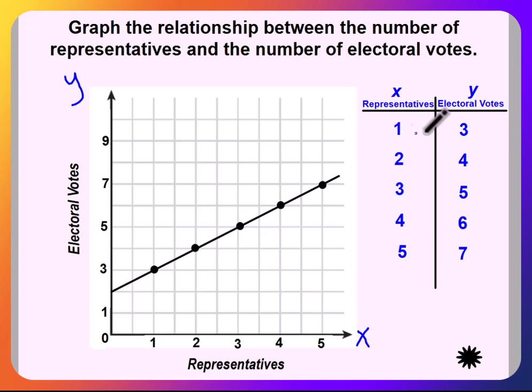And we've already learned how to graph. This would be your ordered pair, 1, 3. So we'd move over to 1 on the x, go up to 3 on the y, and then you plot your point. You'll notice if you connect all of your points, what does it make? A straight line, because it is a linear relationship.